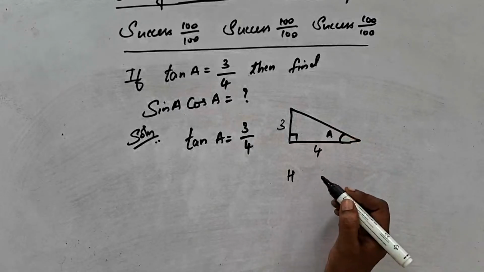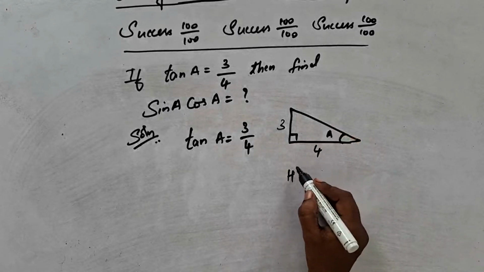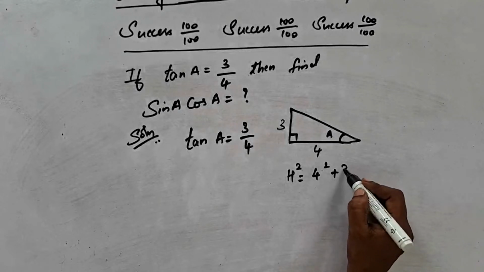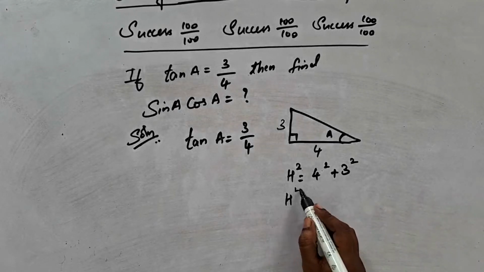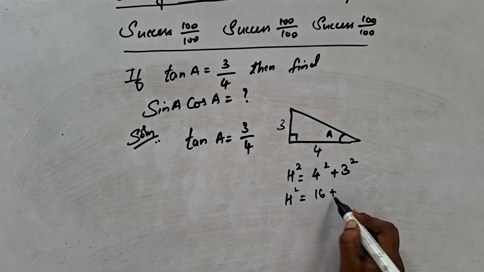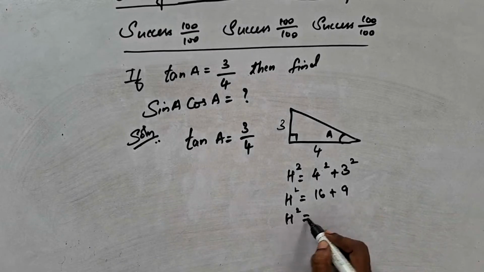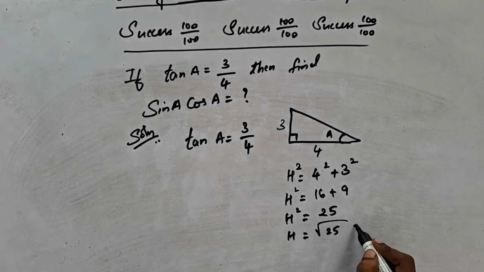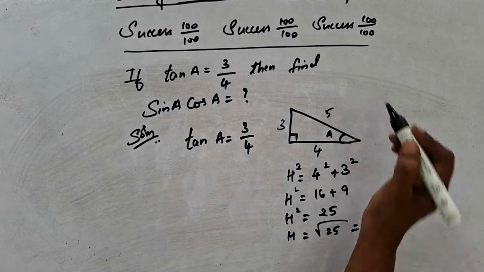Now, using the Pythagoras theorem, hypotenuse square is equal to base square plus perpendicular square. So, hypotenuse square is equal to 4 4s are 16 plus 9. H square is equal to 25. H is equal to square root of 25 and that is equal to 5.